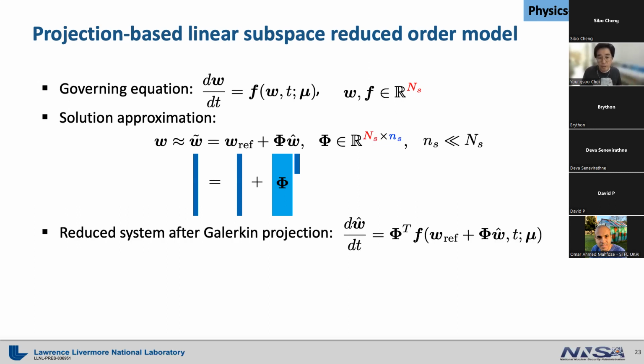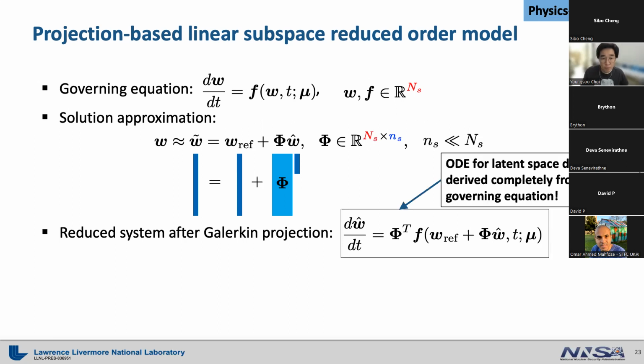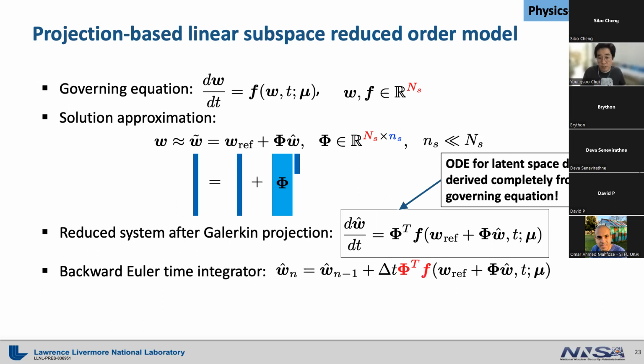By the way, this ordinary differential equation describes the latent space dynamics, which was completely derived from the original governing equation that describes the underlying physics. So this is a physics-constrained, or physics-informed, latent space dynamics discovery approach. Then you can apply your favorite time integrator to this reduced system. For example, the backward Euler time integrator has been applied here just for demonstration purposes. This gives us the fully discretized reduced nonlinear system of equations you have to solve in every time step.